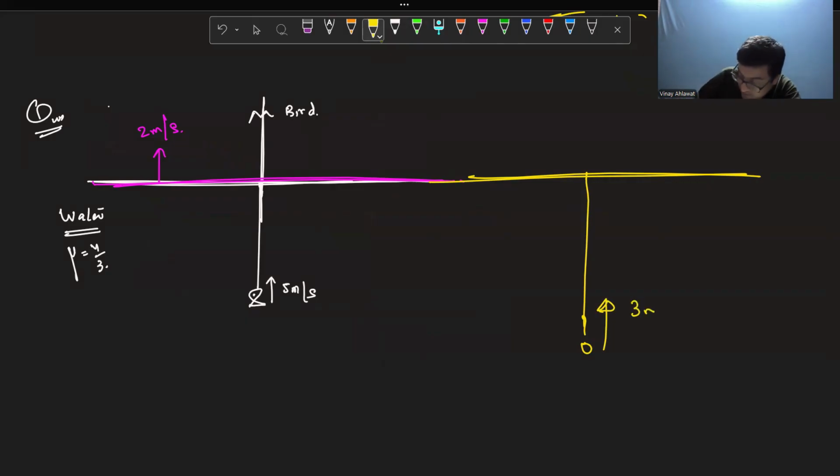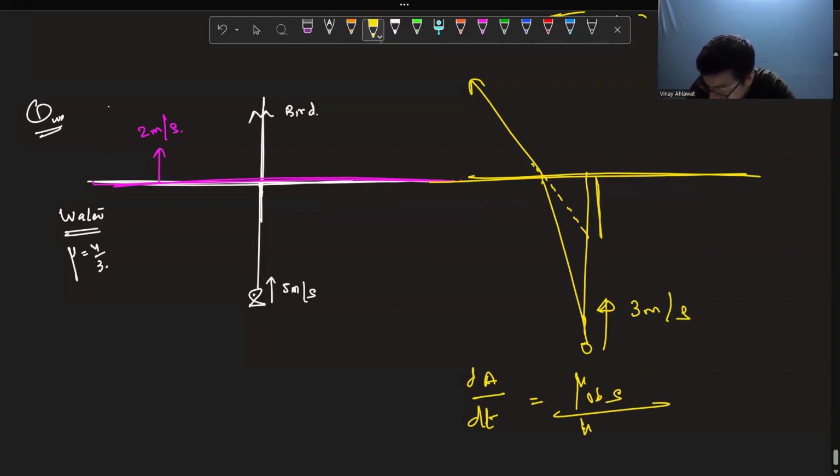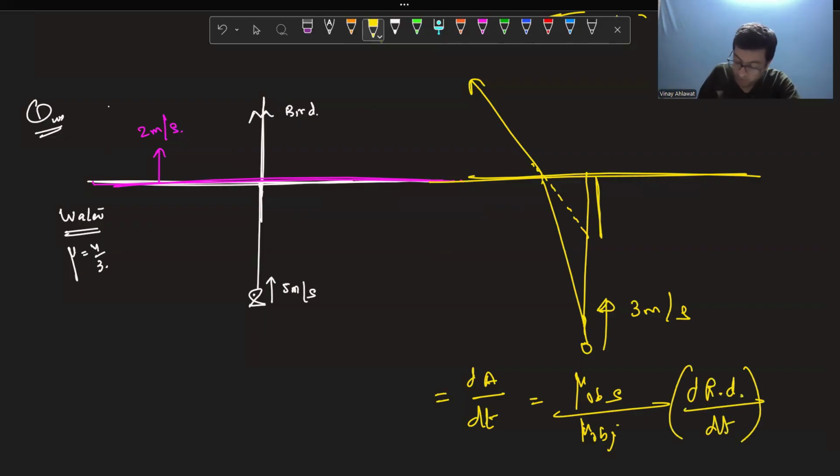Agreed? Then the rays will go like this and go like this, something like this. This will be the image. And velocity of image will be d apparent by dt. d apparent by dt is mu observer upon mu object into d of real depth by dt. Am I right? Mu observer would be 1 by 4 by 3, and rate of change of real depth is 3. So that's going to be 9 by 4. What will be 9 by 4? This will be 9 by 4 meter per second.